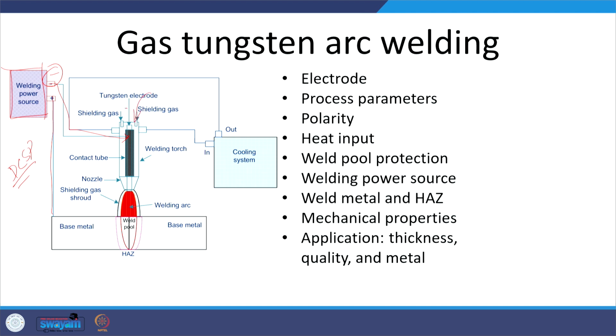The welding torch will be fed with the shielding gas. This shielding gas is usually either helium or argon. We do not use CO2. This shielding gas will be passing through the nozzle, and after coming out of the nozzle, it will be forming a very firm cover around the welding arc and pool. So, basically the jet of the inert gas that comes out of the nozzle forms a very firm cover around the arc and the weld pool.